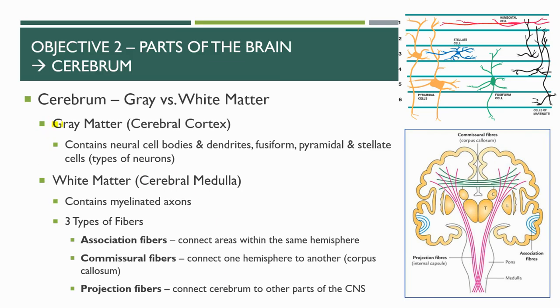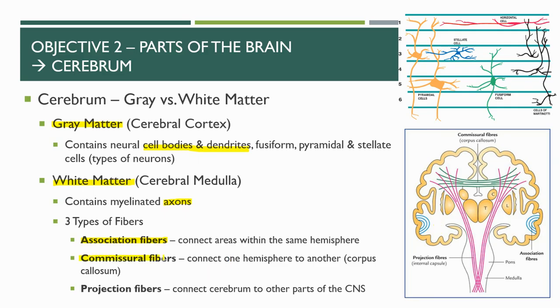So just a refresher, the gray matter is cell bodies and dendrites. There are some other types of neuron cells that you can find there. You've got white matter, which is your axons because they're myelinated. And then within the white matter, there are 3 types of fibers, or nerve tracts. You have association fibers, and you can see that over here: these fibers connect structures within the same hemisphere, either left or right.